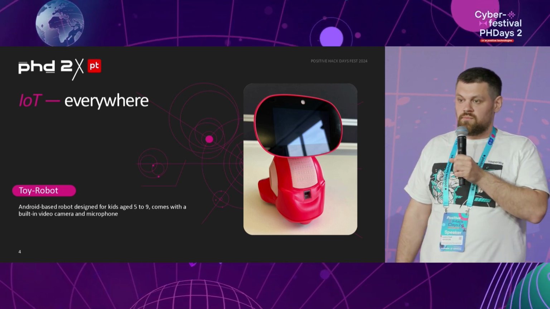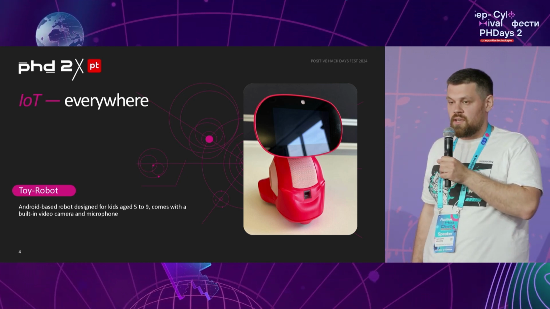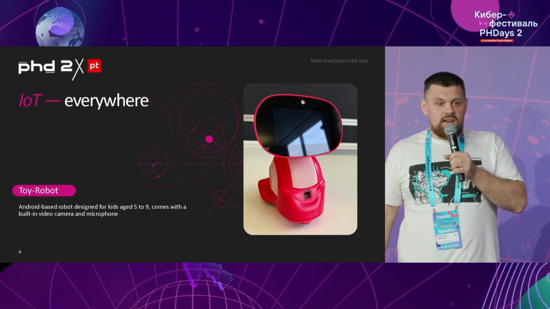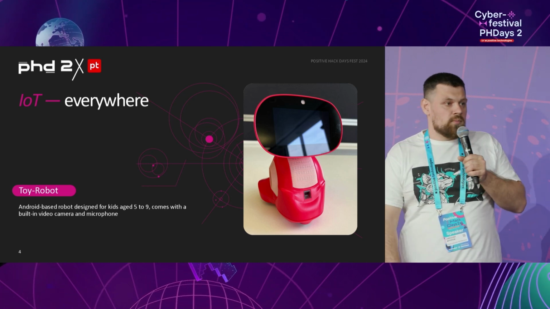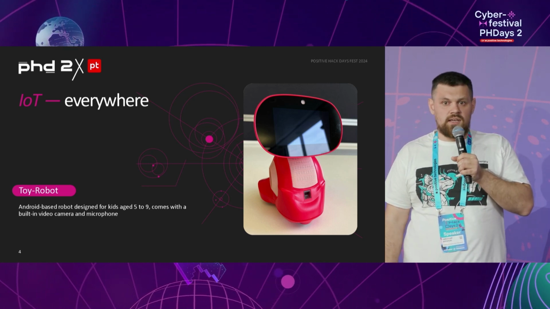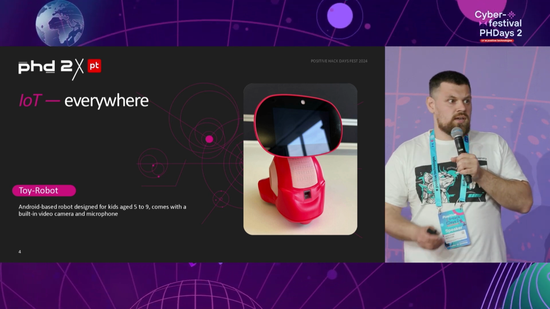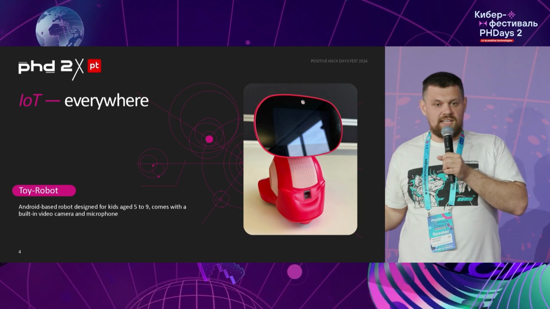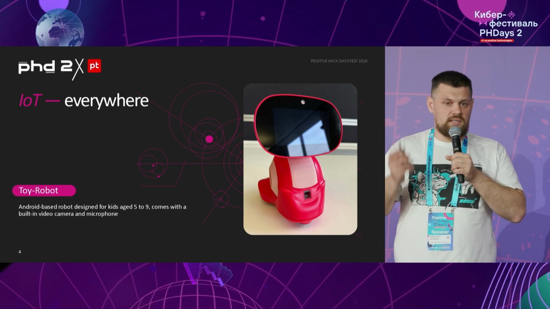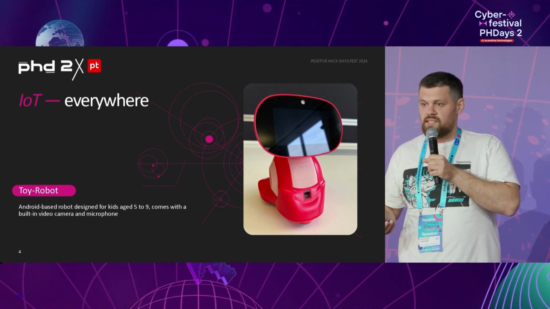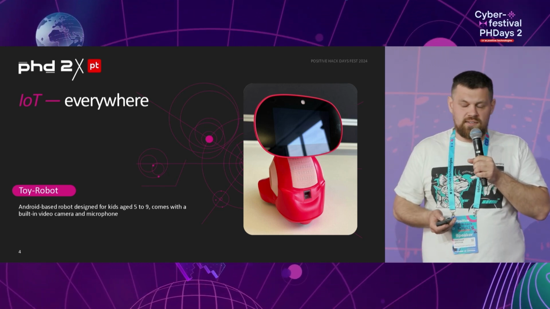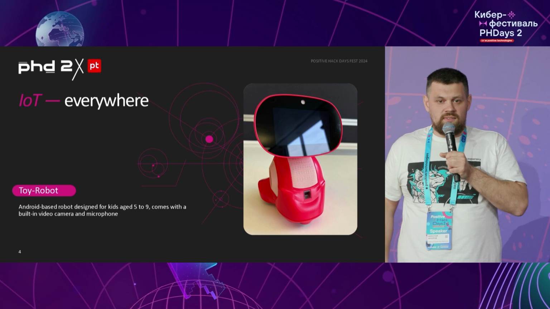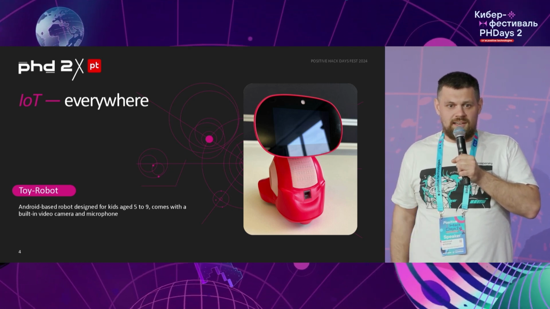What is it, what we have in front of us? This is a typical IoT. This is a kid's toy robot based on Android. It has a video camera, it has a mic, and it is designed to teach kids. So it has a broad range of functions. They have a parent application so that you can see how your child is progressing in languages, in mathematics, and some fun activities.